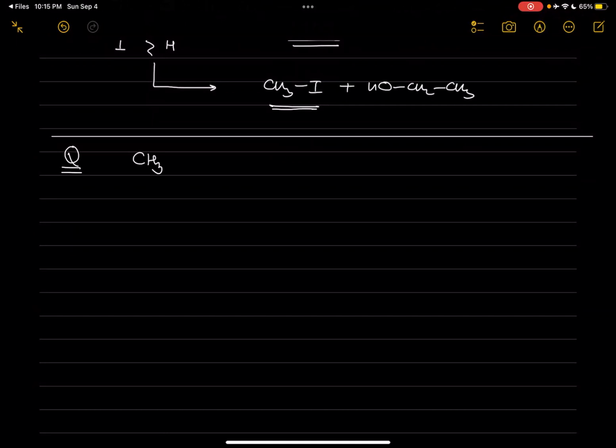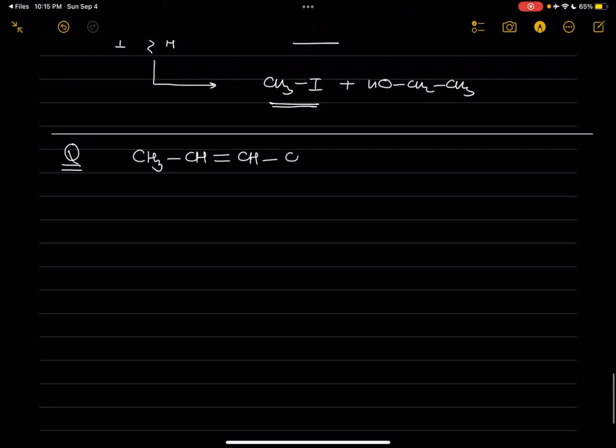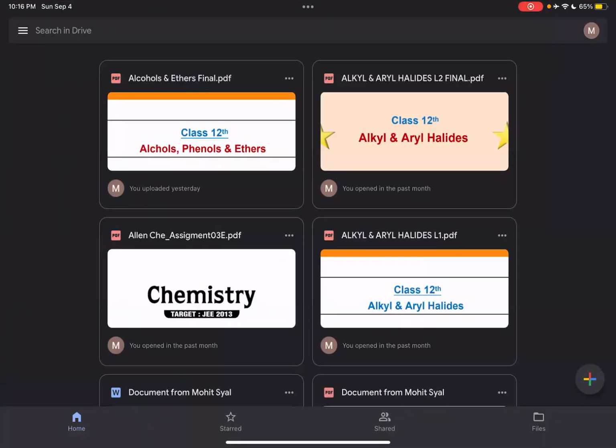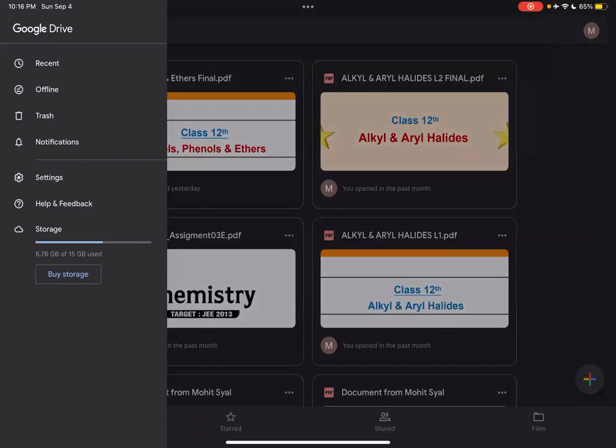So what are the methods to prepare aldehyde and ketone? Okay, so just go through your NCERT book. Let me show you.